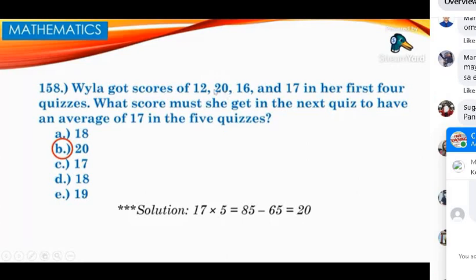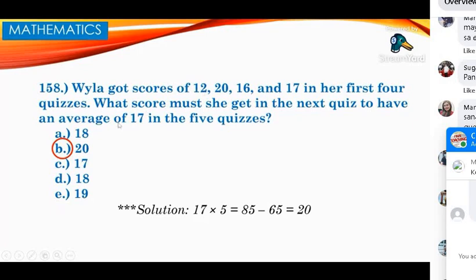So anong magiging score niya to have 17? So 14, kulang ng 3. And then the fifth one should be 17. So 17 plus 3, that is 20.